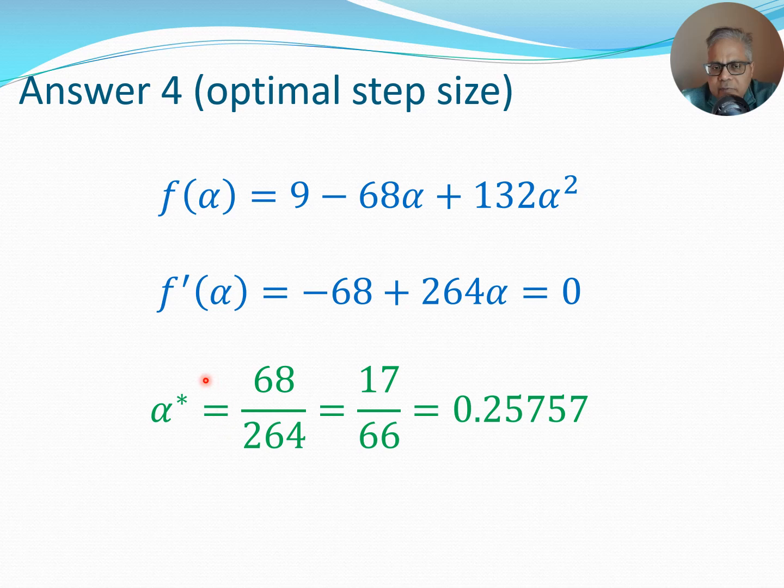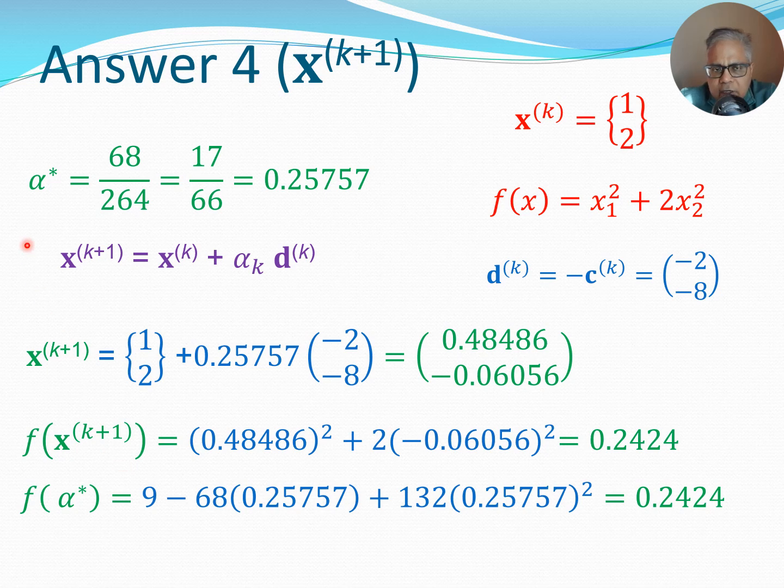And if I move this much along the search direction, then I am certainly going to get a good result for xk plus 1. So let's try to do that. We take this particular step size which we have obtained, 0.25757, and we have the formula for xk plus 1 is xk plus alpha k dk. We substitute these values here. So xk is (1, 2), alpha k is 0.25757, and dk is (minus 2, minus 8). So with that I get this particular solution here.